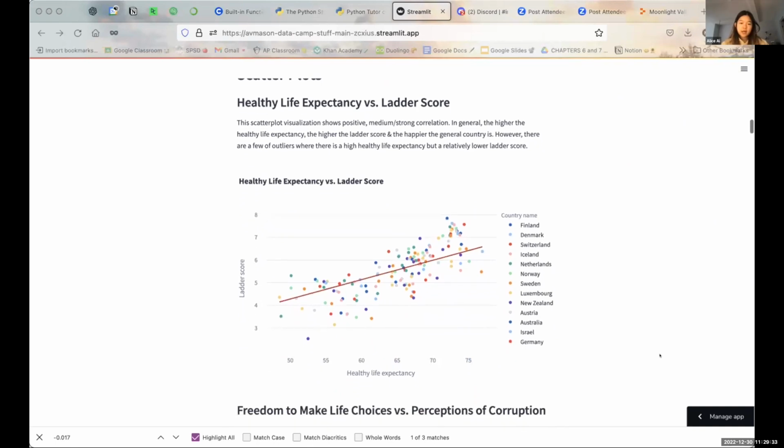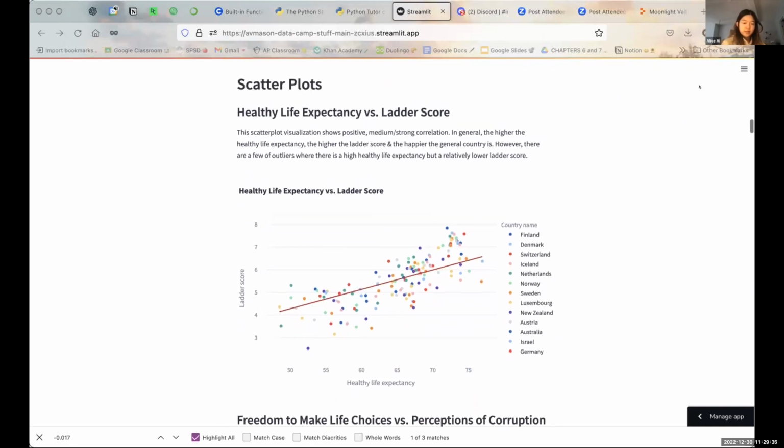So this is our first scatter plot, healthy life expectancy versus ladder score, which is a visualization that shows a positive, medium, strong correlation. In general, that means the higher the healthy life expectancy, the higher the ladder score and the happier the general country is. However, there are a couple of outliers. If you look at the right side of the graph, for example, the orange and the blue dot, there's a high healthy life expectancy, but a relatively lower ladder score.